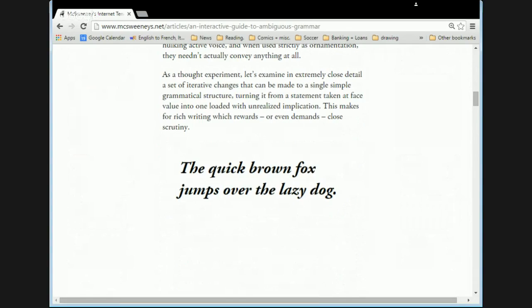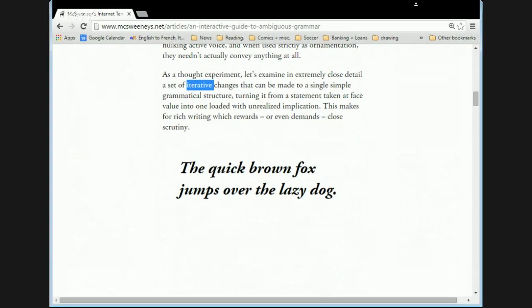As a thought experiment, let's examine in extremely close detail a set of interactive changes that can be made to a single simple grammatical structure, turning it from a statement taken at face value into one loaded with unrealized implication. This makes for rich writing which rewards or even demands close scrutiny. The quick brown fox jumps over the lazy dog.